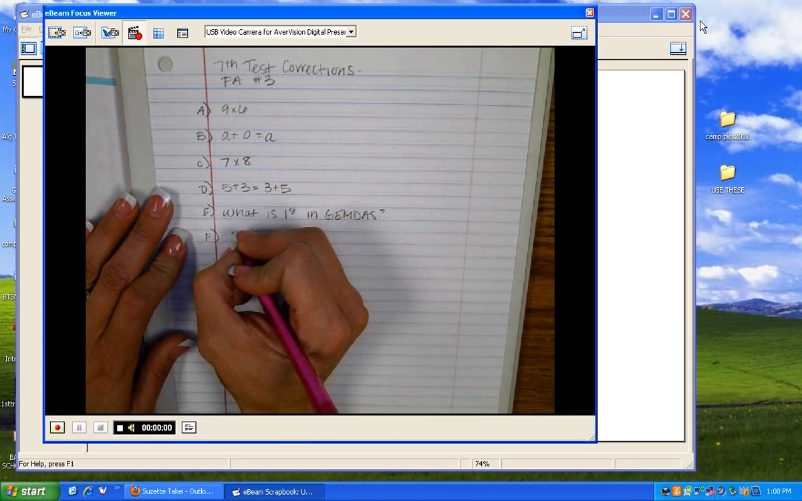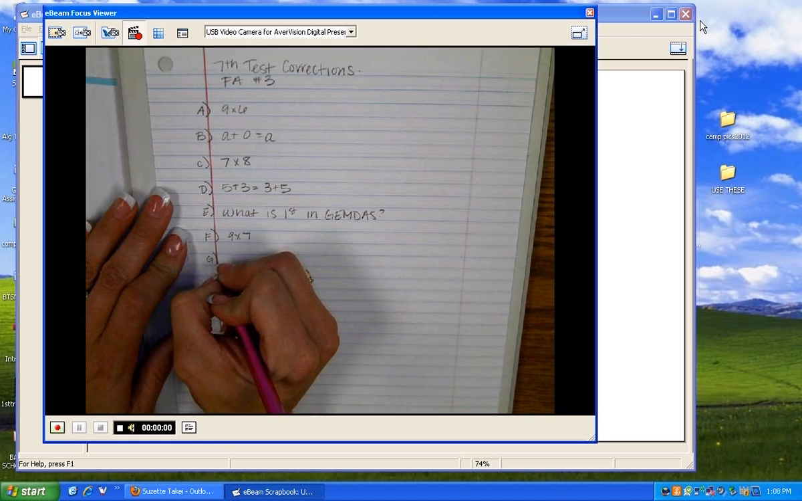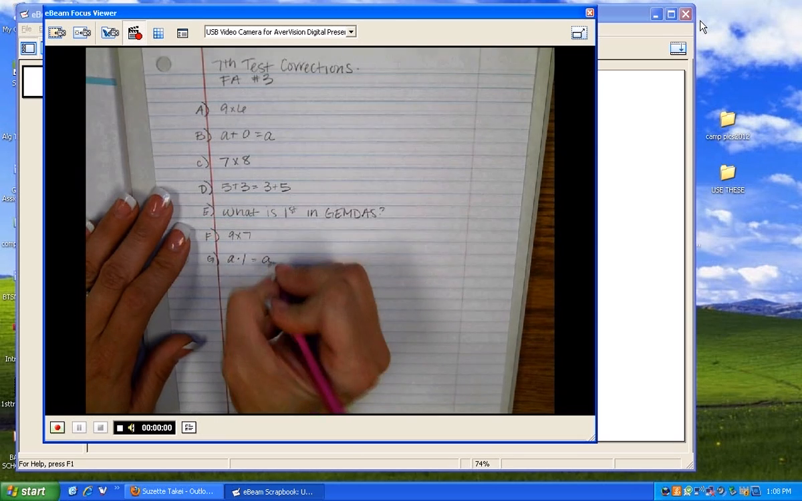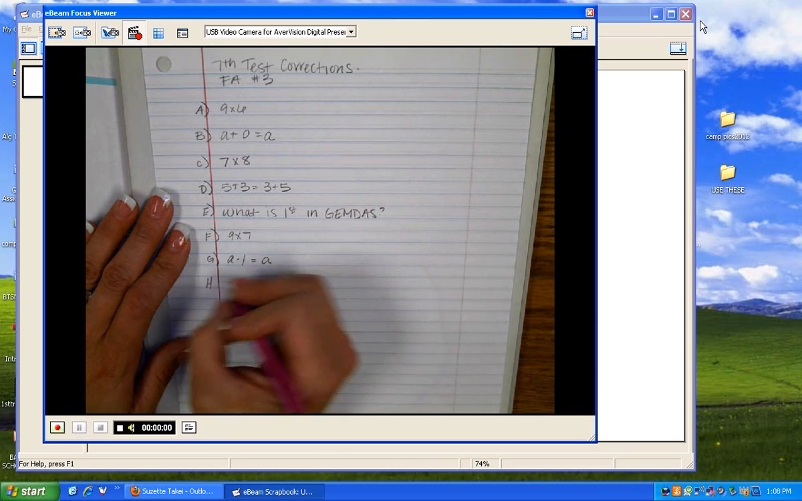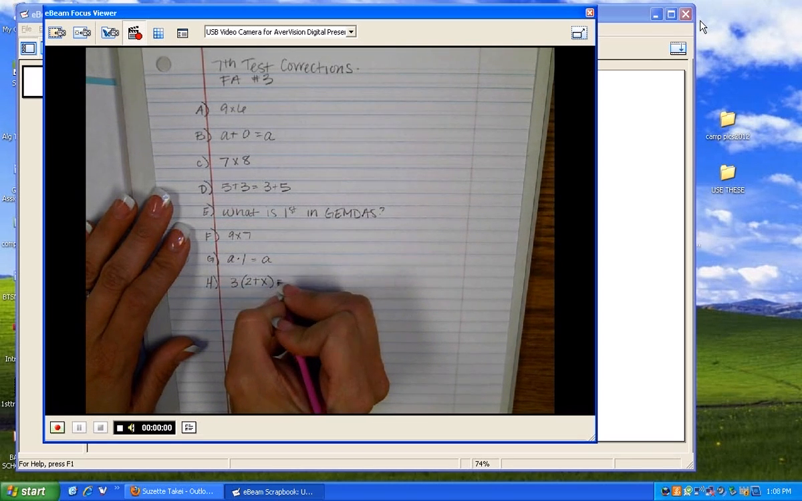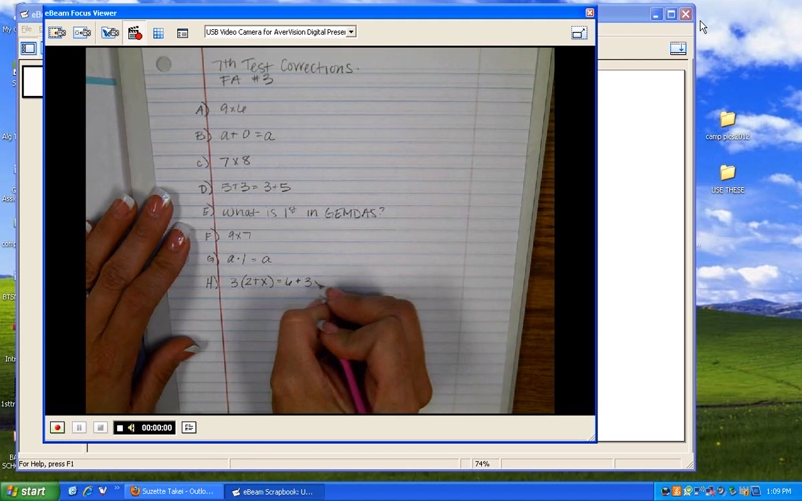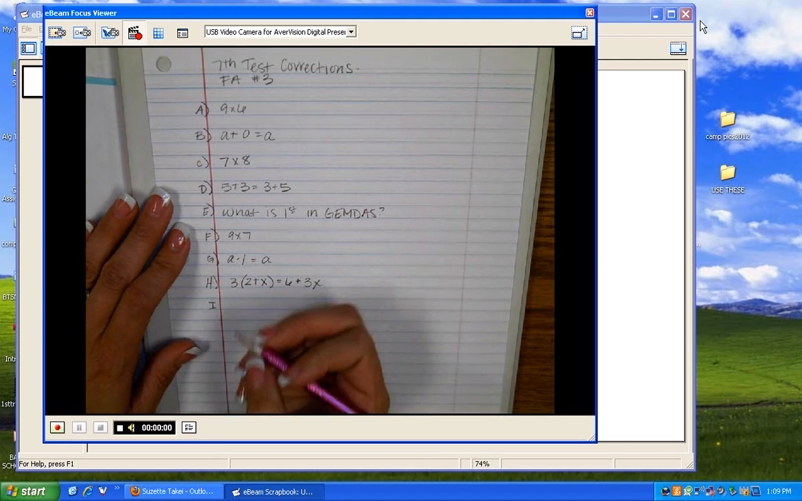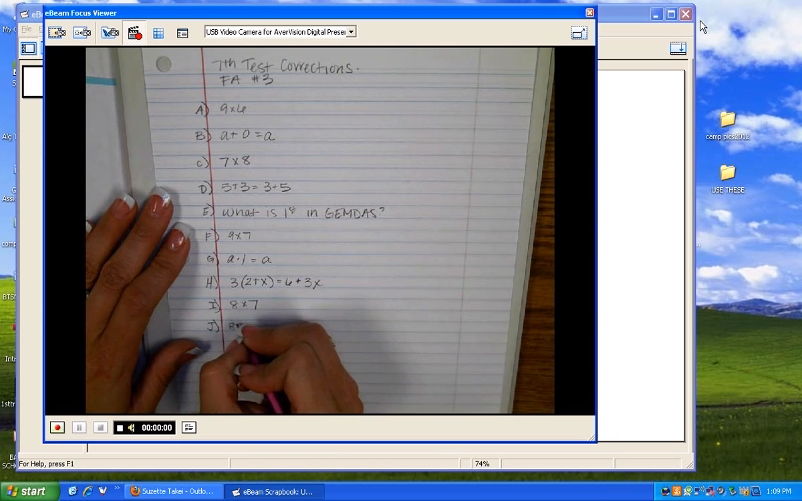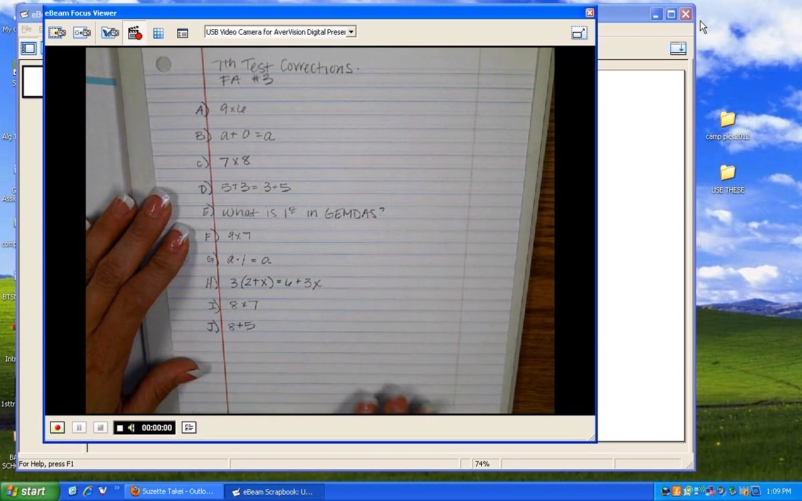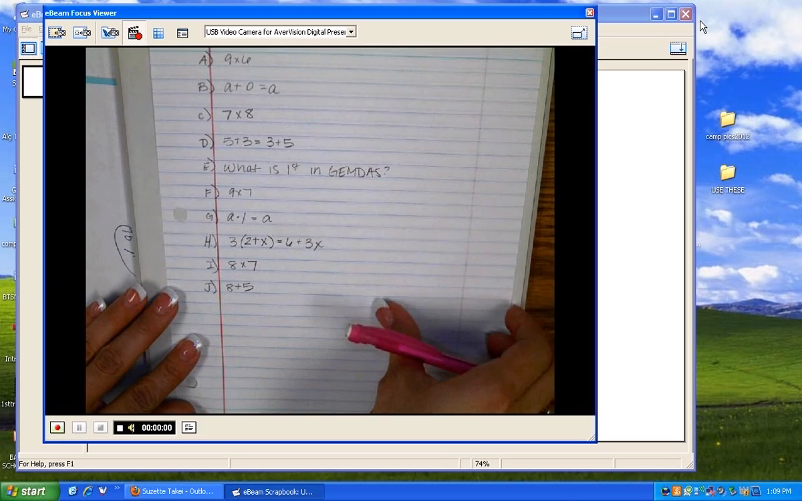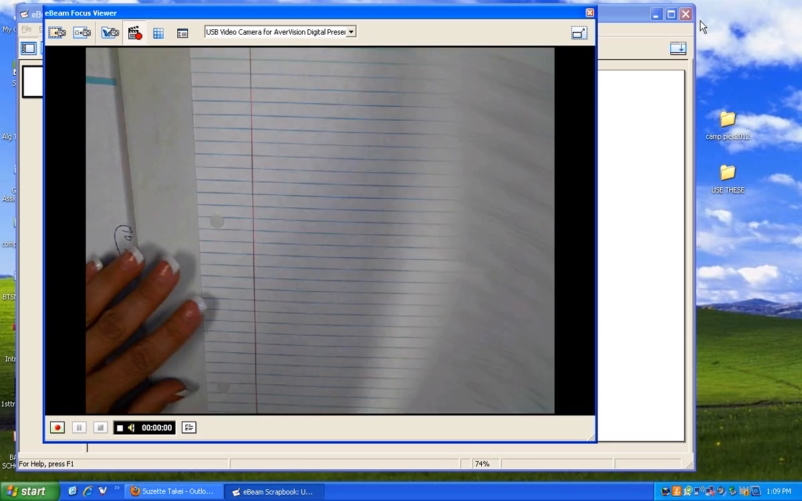F is 9 times 7. G is name the property: A times 1 is equal to A. H, name the property: 3 times the quantity 2 plus x equals 6 plus 3x. I, 8 times 7. J, 8 plus 5. Okay, that's your mental math problem, so you're supposed to have the answers to those on your test.